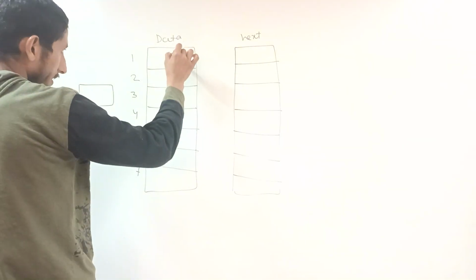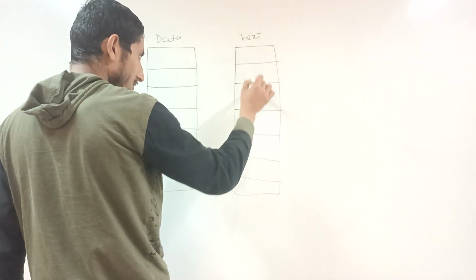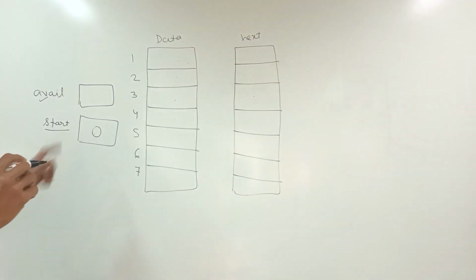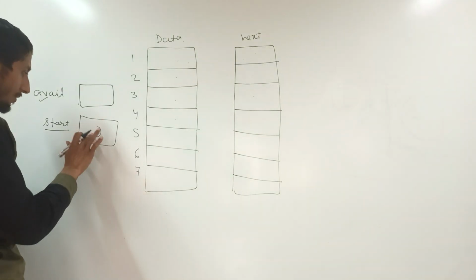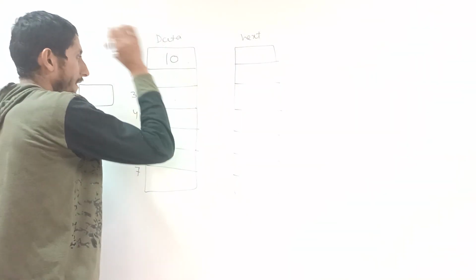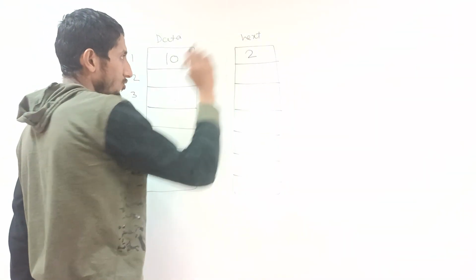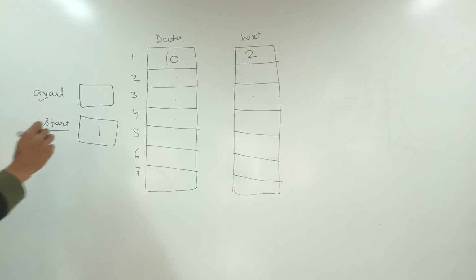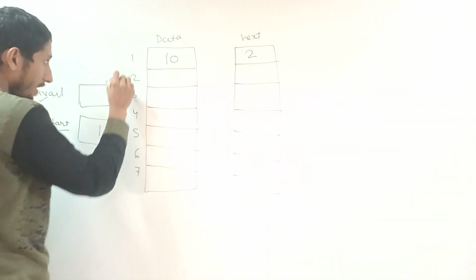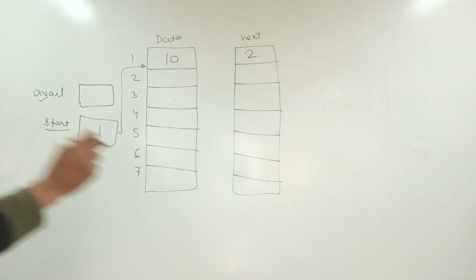Data is the array in which I want to put a couple of elements. Next will indicate where the next block needs to be stored, and start stores the address, or we can say the index, of the first element. Okay, let me put 1 because I'm using an algorithm. So let's say I want to insert 10. So I will put 10. But whenever I put 10, I will put 2 also. So I am indicating that the first block has been achieved at block number 1, and after that the next block is block number 2.